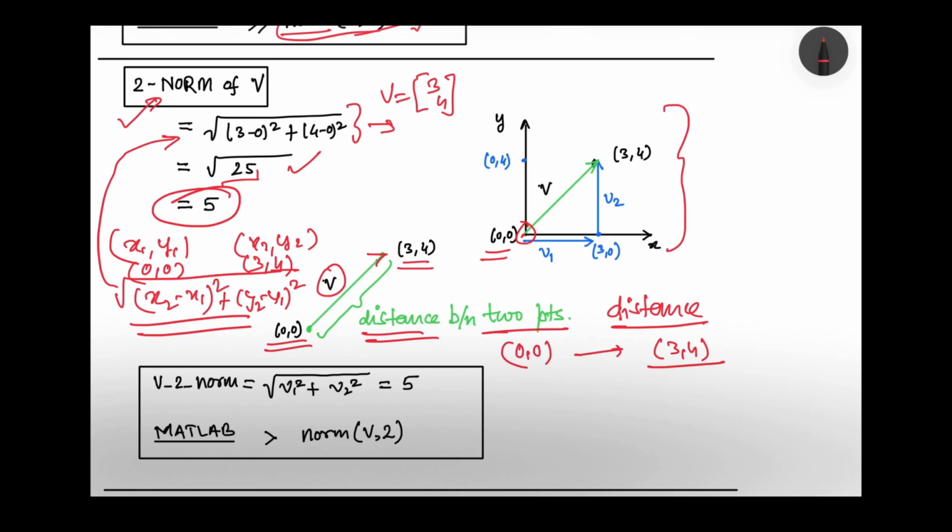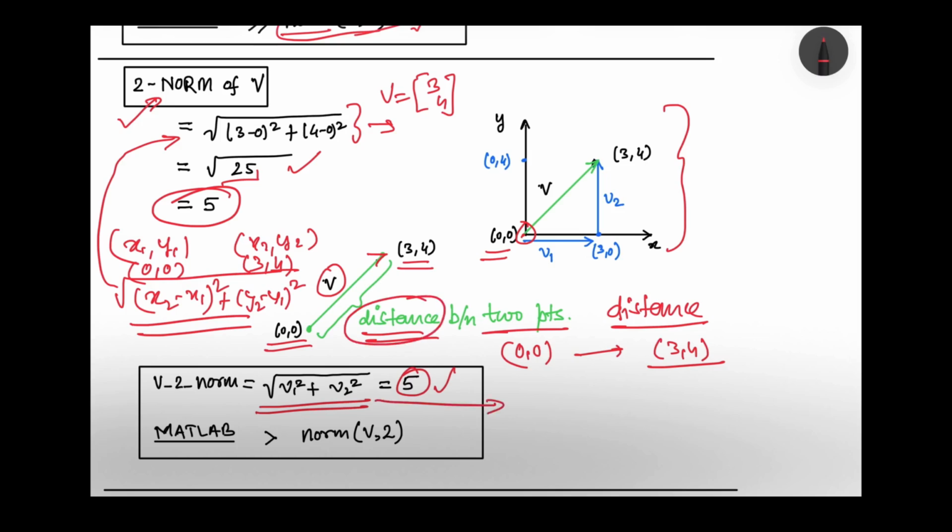So if we directly write the formula for finding the V2 norm, it is the square root of the sum of the individual elements. Each individual element is squared and then they are added, and then we take the square root of that particular sum that we have obtained. So we get the V2 norm. So the V2 norm is actually finding the distance between 2 points.